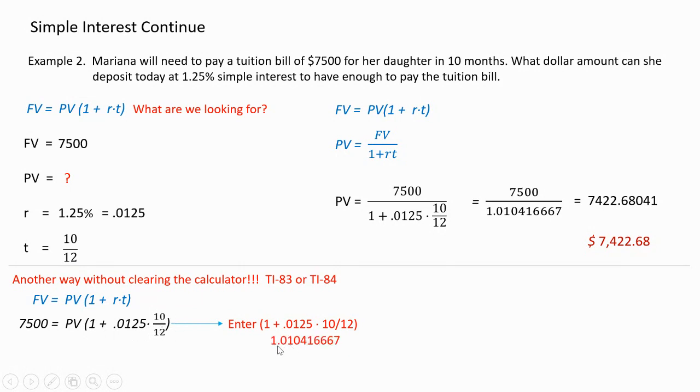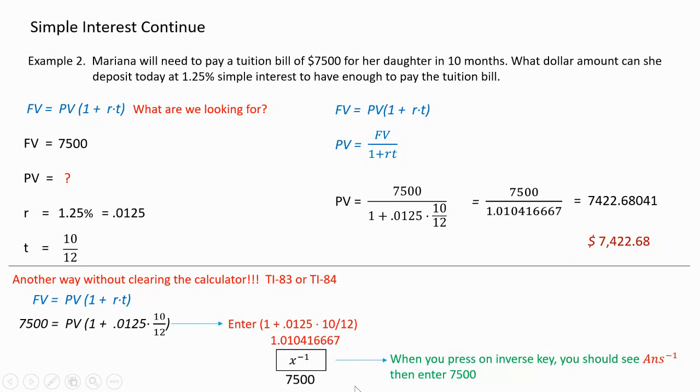So you should get 1.0104166667. And then you hit the inverse key on your calculator. The inverse key is in the first column, fourth row. You're going to hit that, and then press enter. When you press the inverse key, you should see Ans to the power of -1. That means inverse. Then you enter the 7,500, and then you get your answer. Boom, there it is. A lot of times students don't want to use too many formulas.